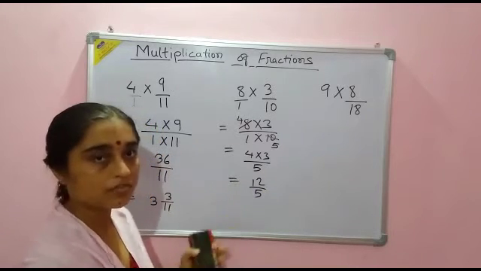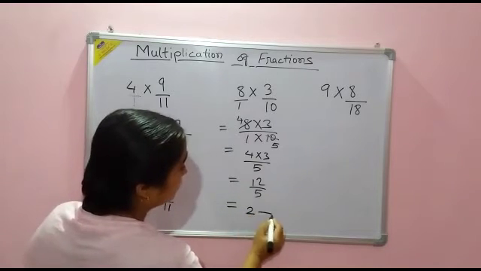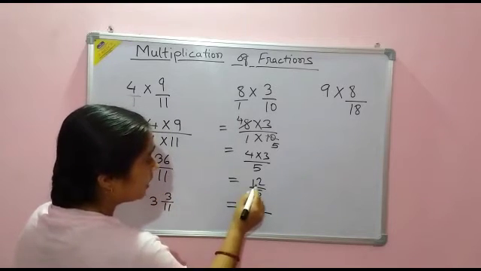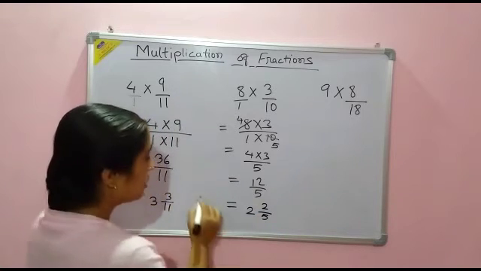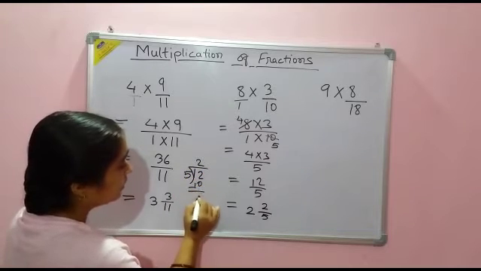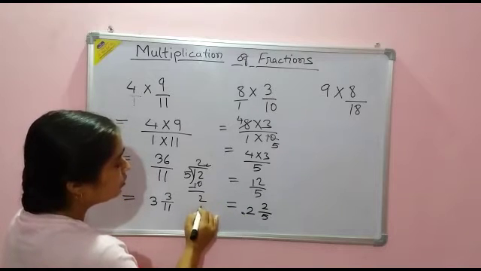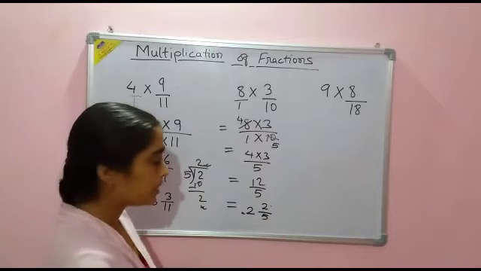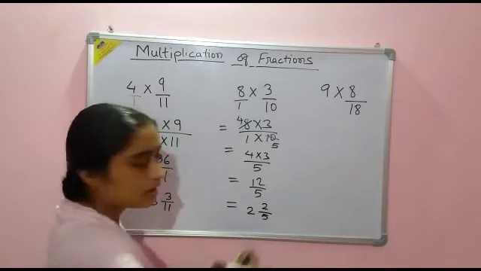Again the answer is an improper fraction. Convert it into a mixed fraction. 5 2s are 10. This is the quotient. Then the remainder: 12 minus 10 is 2, and the divisor is 5. You can see here, when you divide 12 by 5, 5 2s are 10, remainder 2. This 2 is our whole number, this 2 is the numerator, and this 5 is the denominator. So our answer is 2 whole number and 2 by 5.